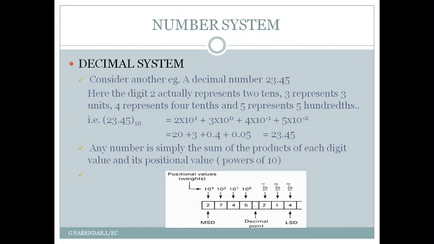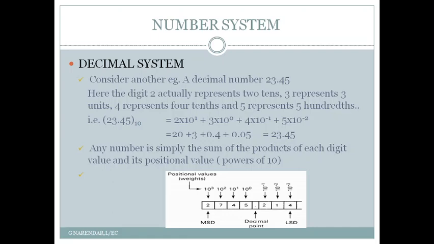So that means in a decimal number, to the left of the decimal point, the positional values will be 10 power 0, 10 power 1, 10 power 2, 10 power 3, and so on as we move towards the left side. And when we move towards the right side of the decimal point, the positional values will be 10 power minus 1, 10 power minus 2, and 10 power minus 3, and so on as we move to the right.